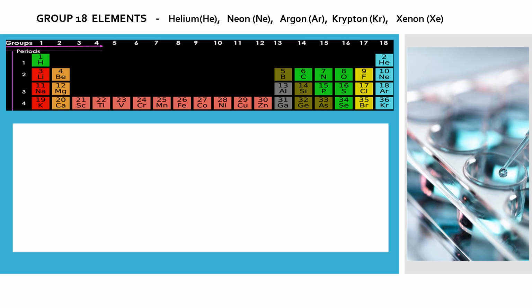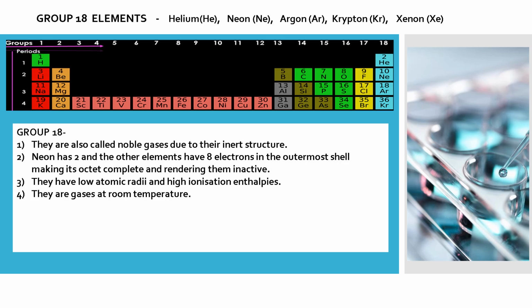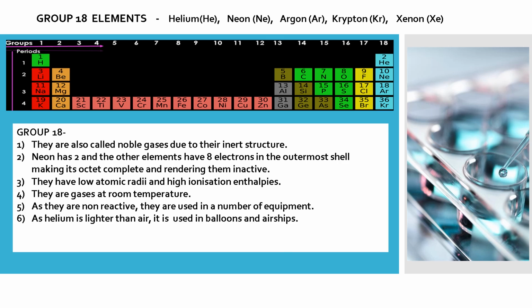So we reach group 18 elements. These group 18 elements include helium, neon, argon, krypton and so on. They are also called noble gases because of their inert structure. Helium has 2 electrons and the others have 8 electrons in the outermost shell. So their octet is complete and so they are all inactive. They have low atomic radii and high ionization enthalpy. They are gases at room temperature. They are non-reactive. Because of this property, they are used in a number of equipment.